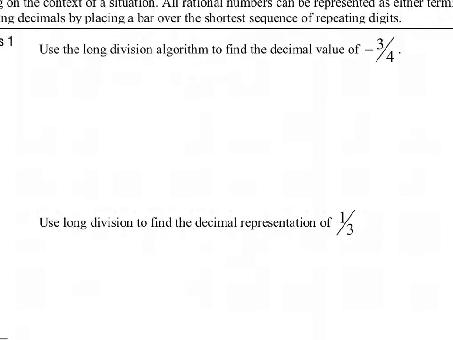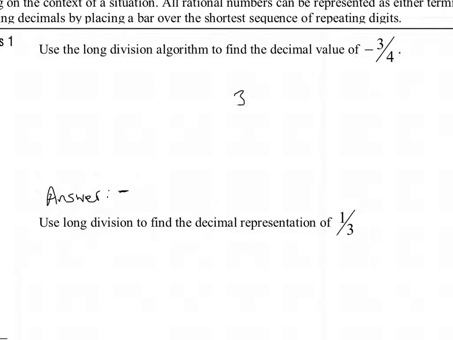Alright, let's go ahead and use long division to find the decimal value for -3/4. Now, one thing I notice immediately, this is -3/4, which means that when we start thinking about our answer, we know this answer is going to be negative or positive. Hopefully you've identified for yourself already that we know this answer is going to be negative.